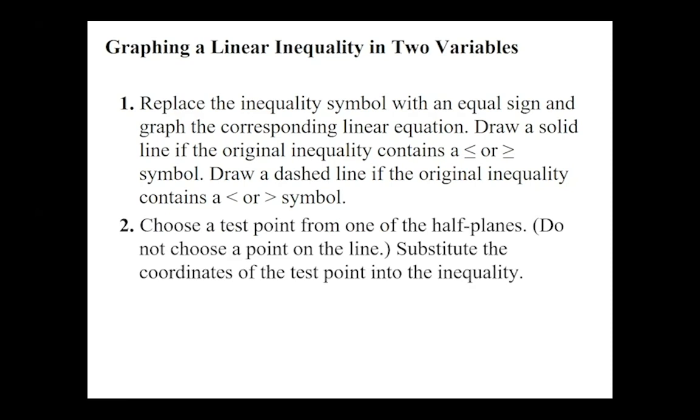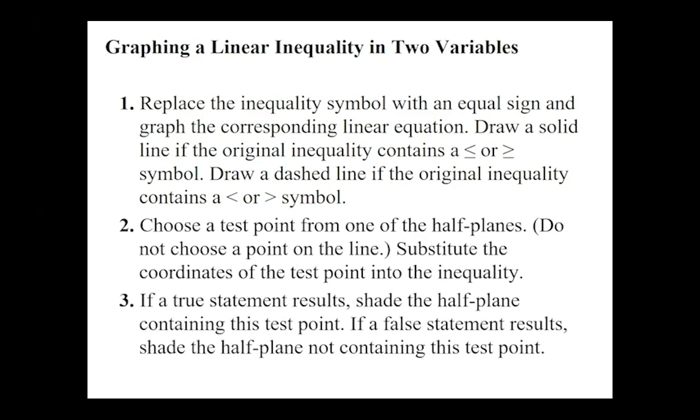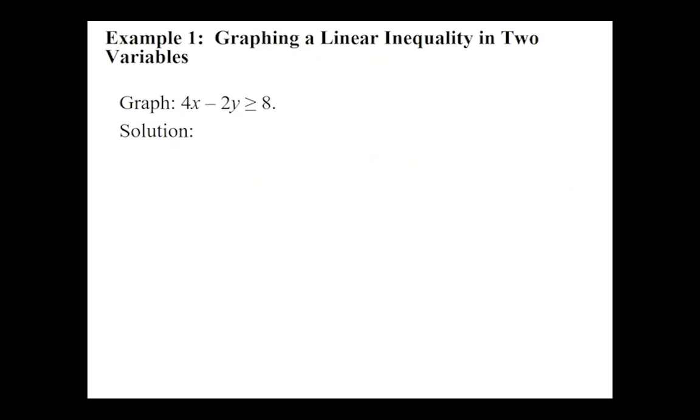Like I said, we're going to choose a test point. We're going to substitute that in. We're going to see if it's true. And if it is, then we shade the side containing the test point. If it's false, we shade the other side. But that means we need to go back and revisit graphing lines from the very beginning of the course. We need to be able to know how to do that in order to graph the inequalities.